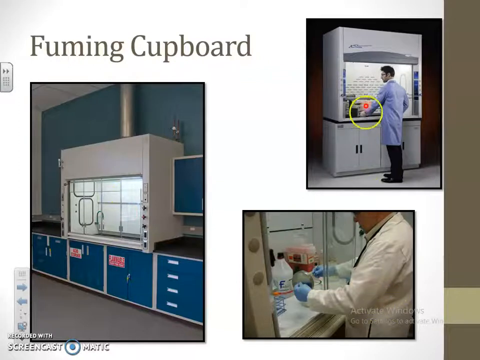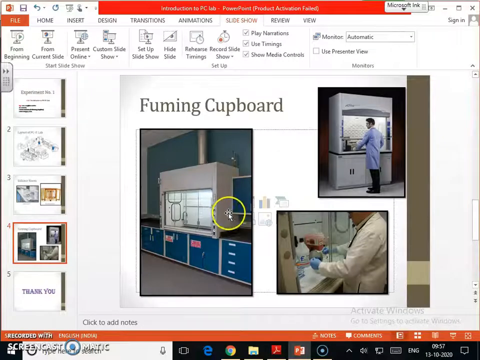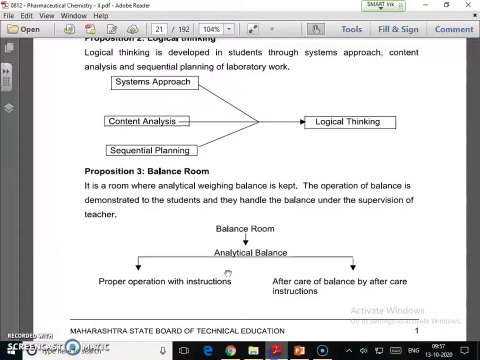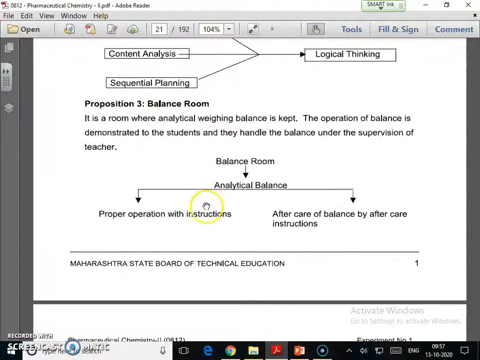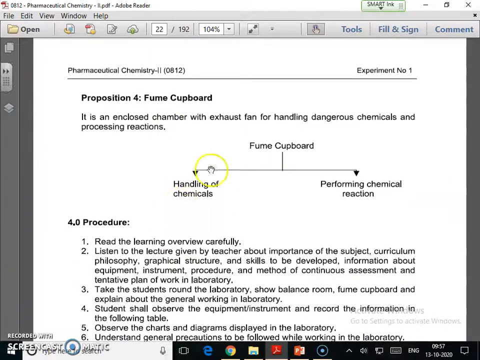So the persons working in the laboratory will not be exposed to the hazardous fumes; the fumes are expelled out. That is the importance of the fuming cupboard: to perform fume-forming reactions and to handle and keep fume-forming chemicals inside. Now, we have already seen the balance room, the analytical balance, and the types of analytical balance. Next, the fuming cupboard and its importance.